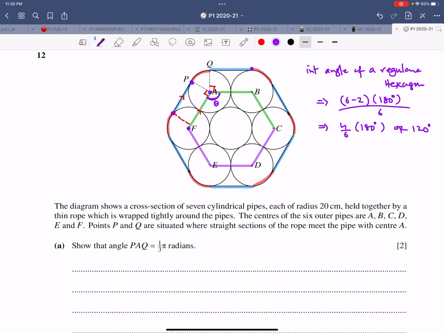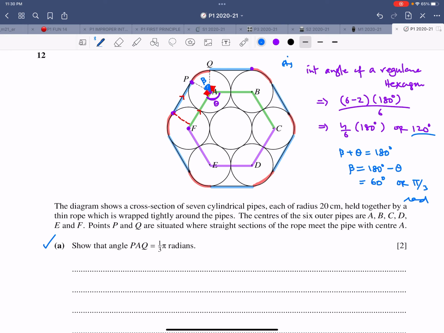Angles at a point add up to 360, these two are already 90. Therefore, this blue angle over here and this theta, let me label this as beta. So beta plus theta should also be 180. Therefore, beta is 180 minus theta. This is theta. That comes out to be 60 degrees or pi by 3 radians. So I have done the first part over here. So part A, that's done. That is part A.